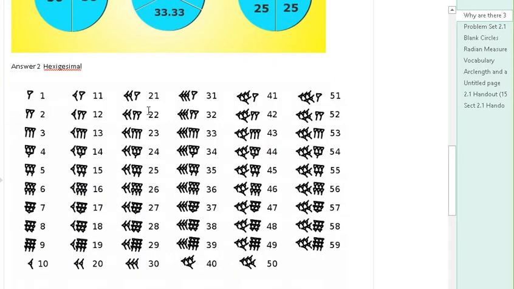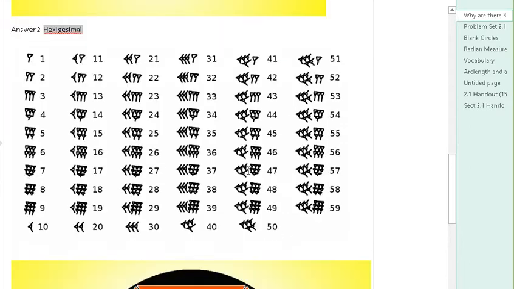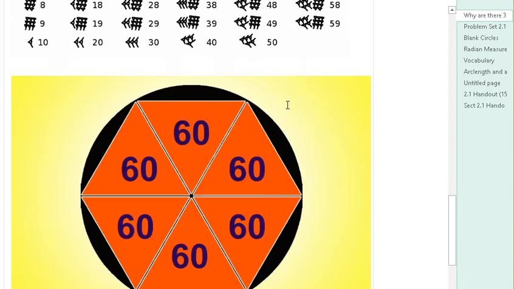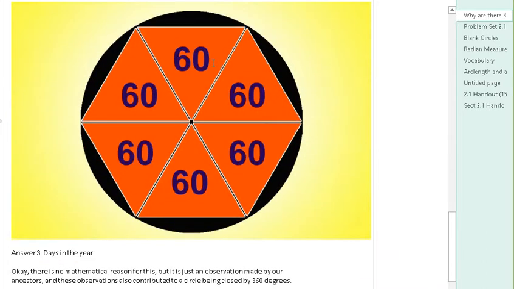The other possible answer is that the Babylonians used to use a base 60 number system. And so here's some of those Babylonian numbers. And 6 times 60 is 360. So it worked out pretty nice in their base system. Maybe that's a possibility as well. And of course, 6 equilateral triangles, you can kind of pull them together and fit them neatly inside of a circle. So maybe that's the answer.